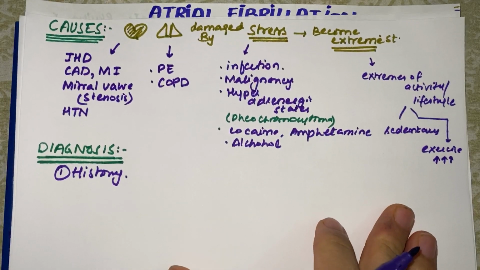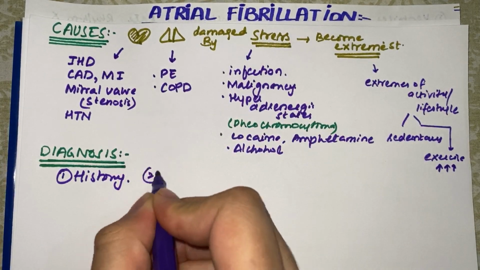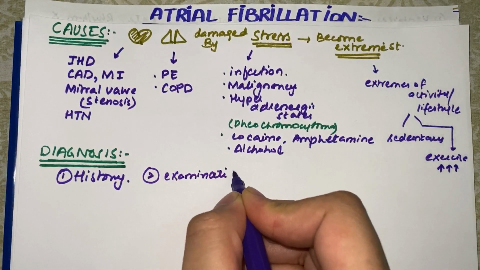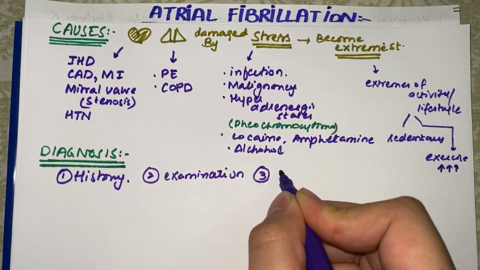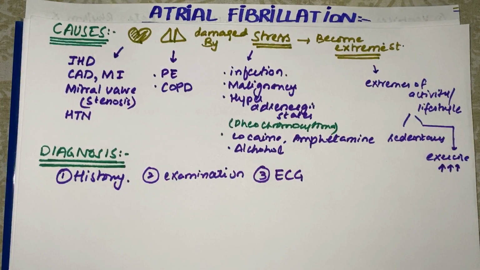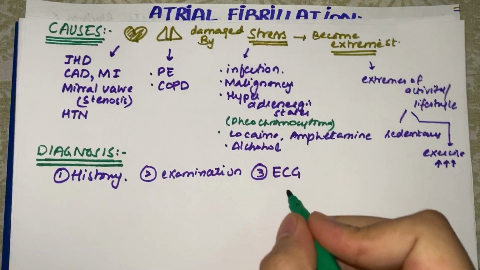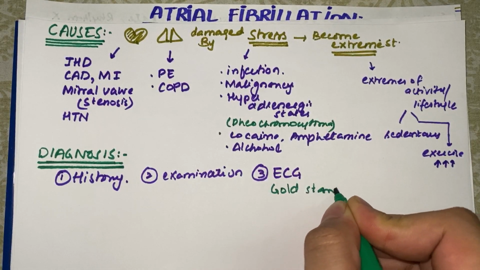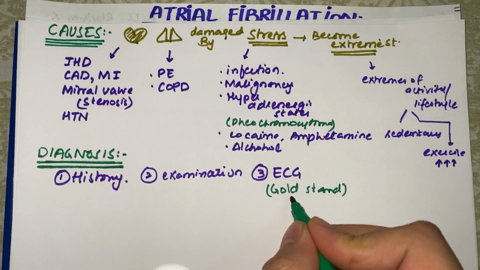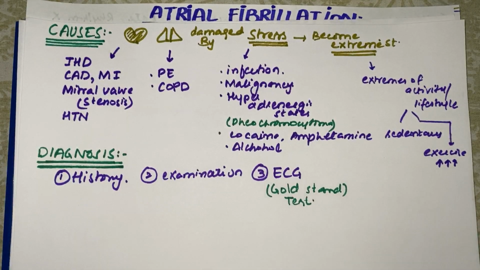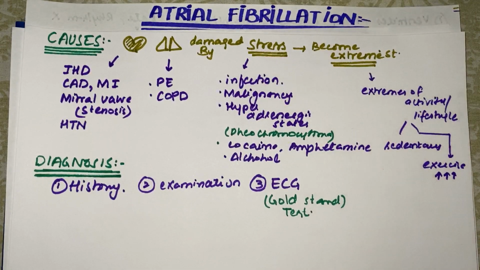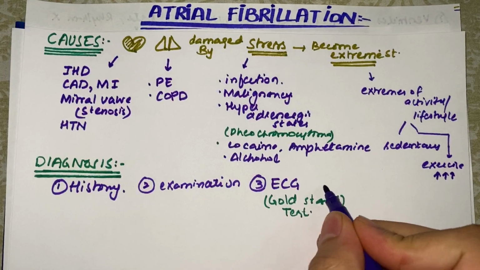Second, we go for examination of the patient. Third, that is very important, and that is the gold standard test. So I'm writing here ECG. It is a very important MCQ that comes to us, which is the gold standard test for diagnosing atrial fibrillation, that is ECG. Now what we will see in ECG, I've already discussed with you in the previous video, that what we will see in ECG is the problem, which problems we are facing.